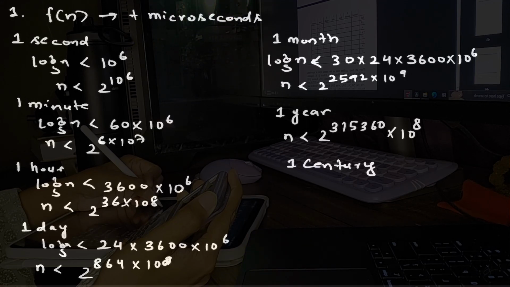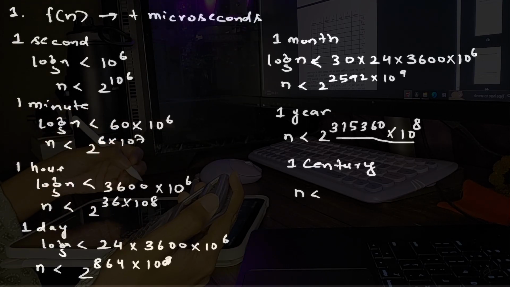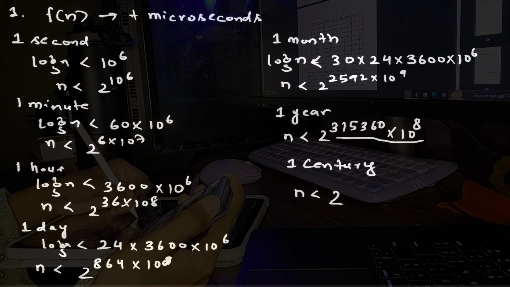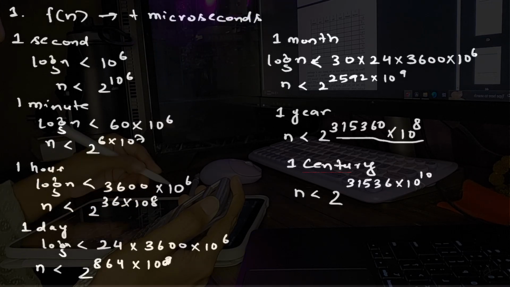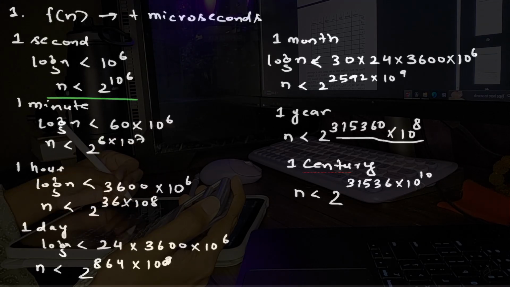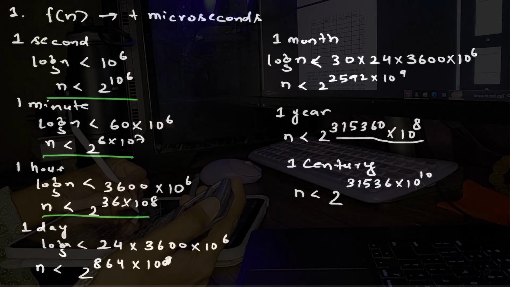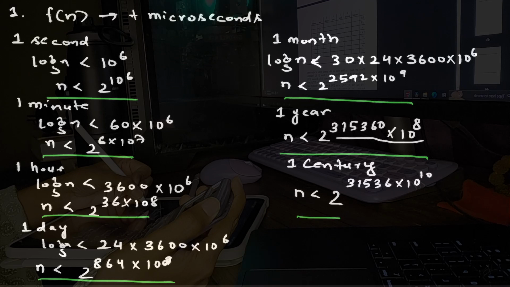Now for 1 century, all of this is in power. Probably it's not coming out properly in handwriting, I'll try to make it more proper. So yeah, 315,360 into 10 to the power of 9, 10. Okay, so for log of n, this would be the size of inputs which could be solved in 1 second, 1 minute, 1 hour, a day, a month, a year, and a century.